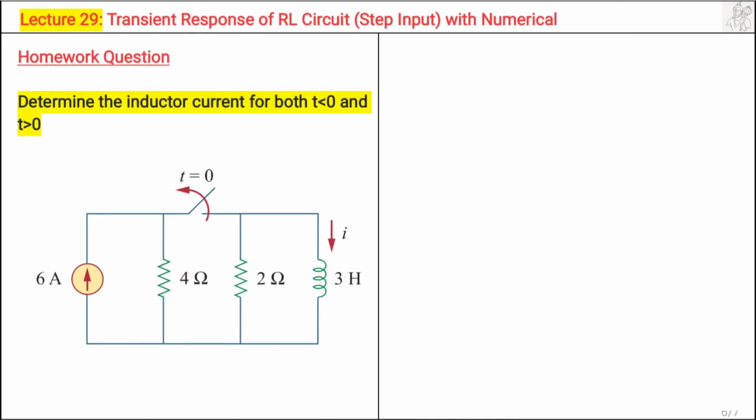Similarly, use these concepts to solve the homework question. Here we need to find the value of current I at t less than 0 and t greater than 0. Find the answer and post your answers in the comment box.